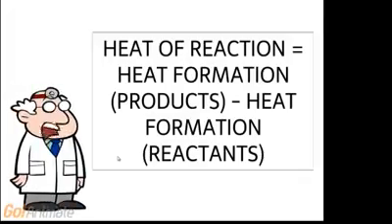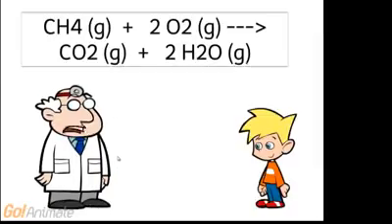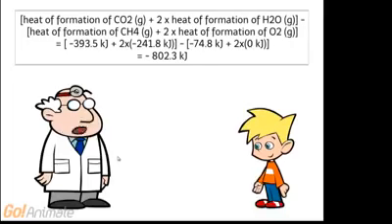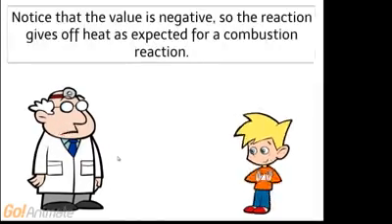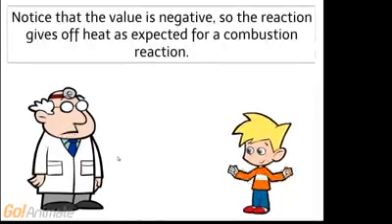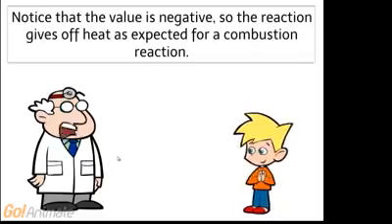Heat of reaction is equal to the heat of formation of products minus the heat of formation of reactants. Let's do an example. The combustion of methane gas. Heat of formation of CO2 plus 2 times heat of formation of H2O minus heat of formation of CH4 plus 2 times heat of formation of O2. So, the heat of combustion, that is, the heat of reaction, is minus 802.3 kJ per mole of methane. Notice that the value is negative, so the reaction gives off heat as expected for a combustion reaction.